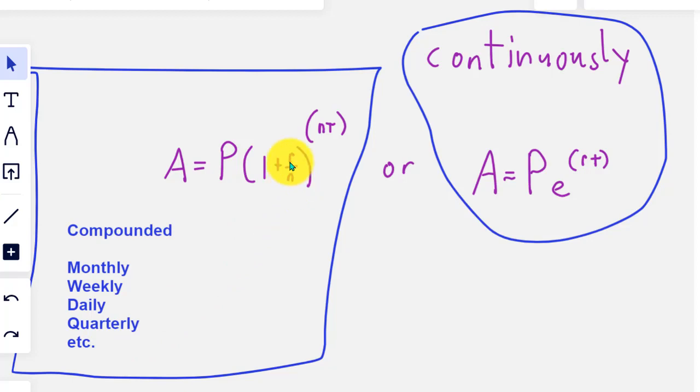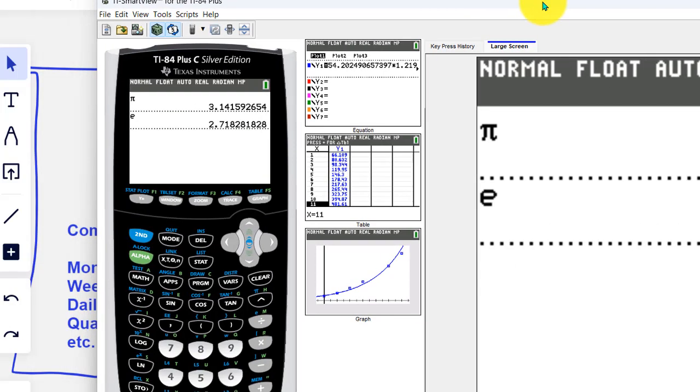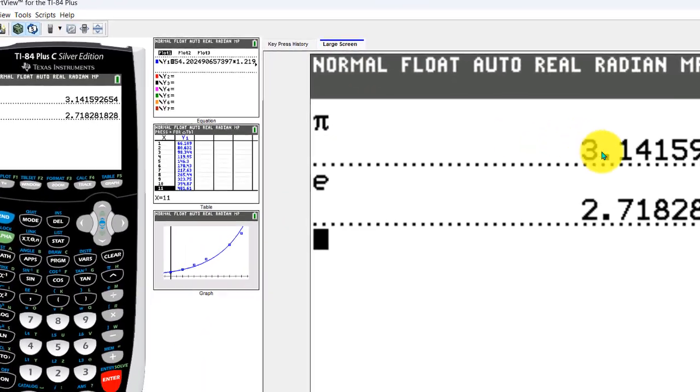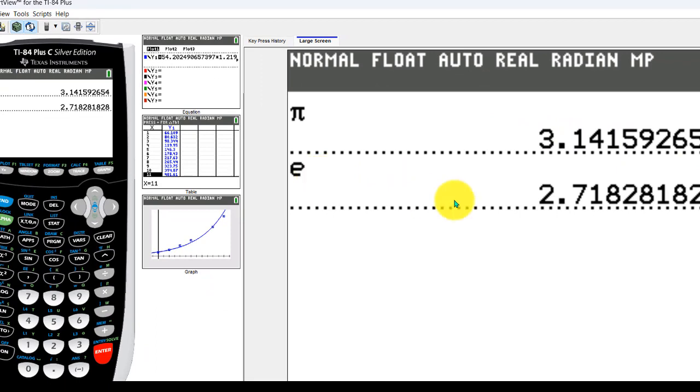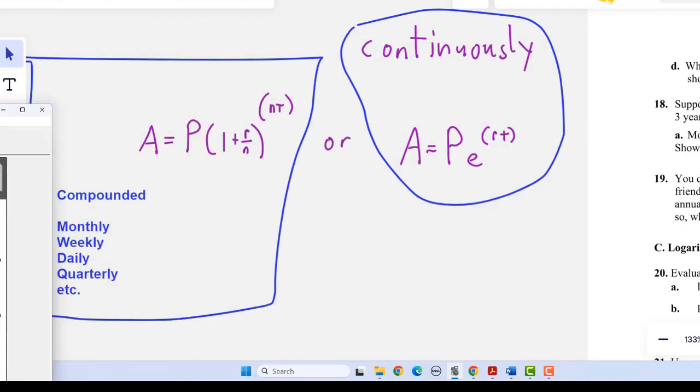R is the interest rate written as a decimal. P is the amount you start with now. A is the amount you'll have in the future. And this value for E, if we compound continuously, it's just a number, right? Just like pi is a number, 3.14, etc. E is just a number, 2.718, etc.